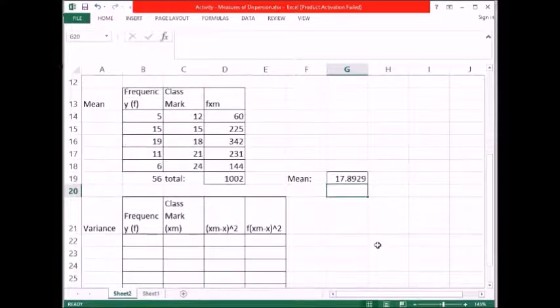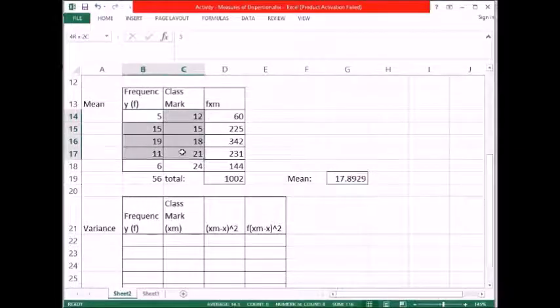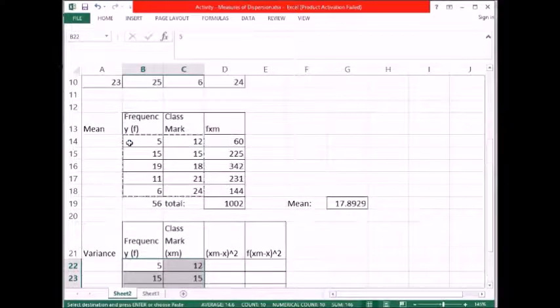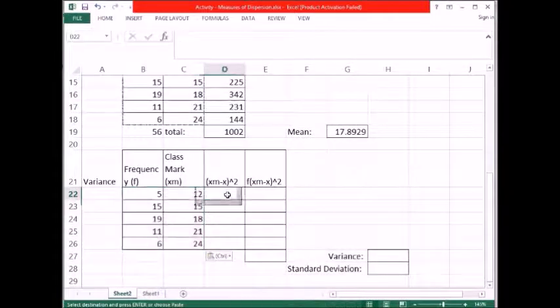Okay, so let's proceed with the variance, no? So kung nakopya nyo na naman itong nasa table natin dito, edi copy na lang natin dito para hindi na tayo mahirapan. Okay, so for the variance, we already have the value for the mean, no? Hindi ko lang siya na-type as x bar, but this is the mean. XM is the class mark.